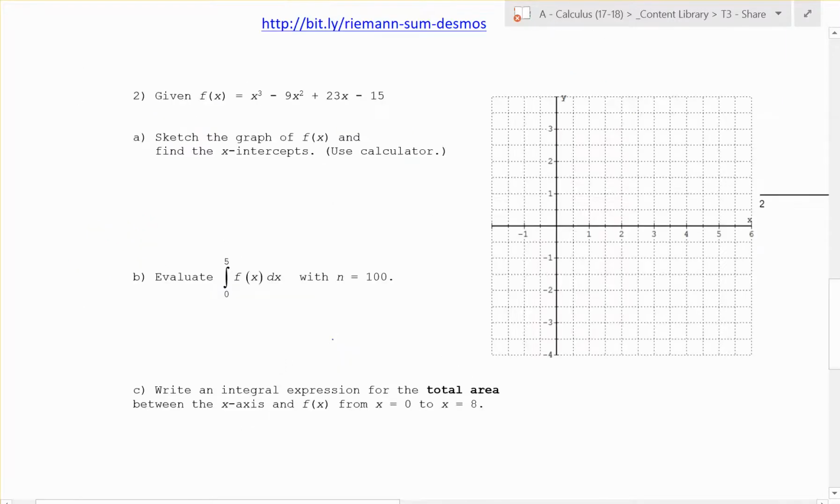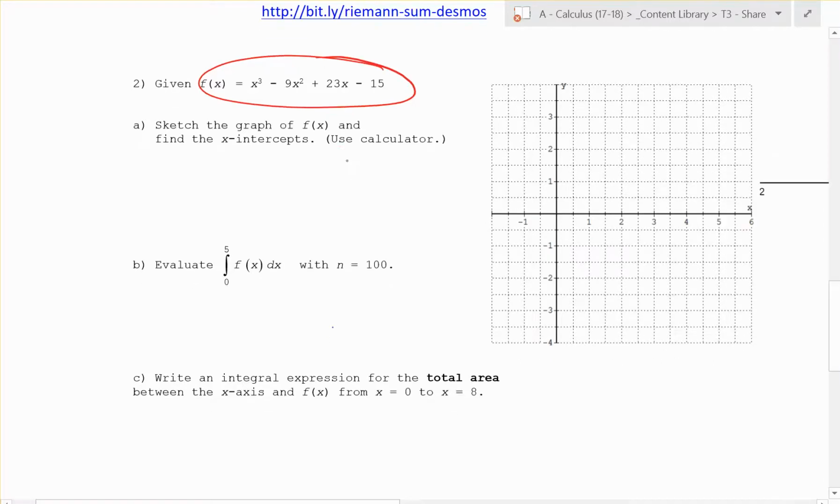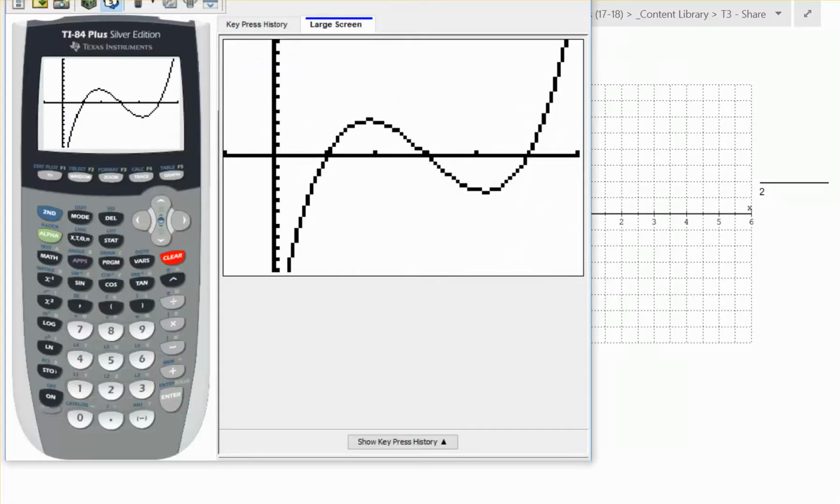So in question 2, it gives this cubic right here, x cubed minus 9x squared plus 23x minus 15, and it says sketch the graph of f of x and find the x-intercepts. So this is a cubic, you might be able to factor it, but since you can use a calculator, it says explicitly use the calculator. So if you use a calculator on this one, it looks like this when you graph it, and you'll notice that it looks like it crosses in 3 nice places. It actually does cross.